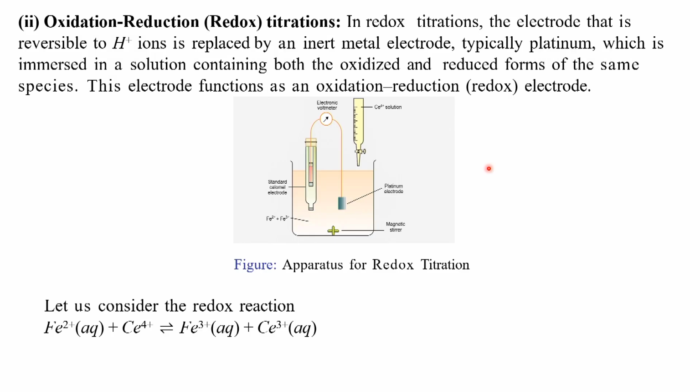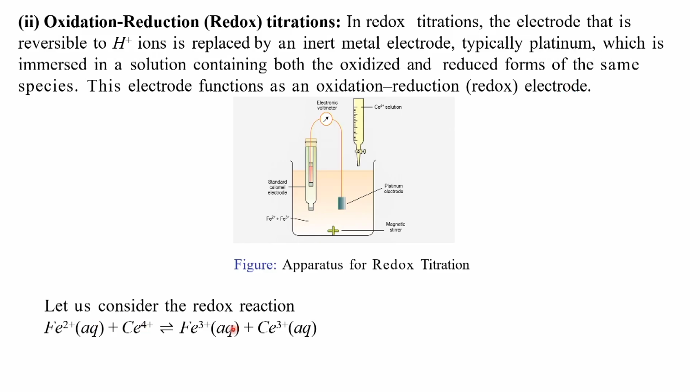Then we move to oxidation reduction, or redox, titrations. In redox titrations, the electrode that is reversible to hydrogen ions is replaced by an inert metal electrode, typically platinum, which is immersed in a solution containing both the oxidized and reduced form of the same species. This electrode functions as an oxidation reduction, or redox, electrode.